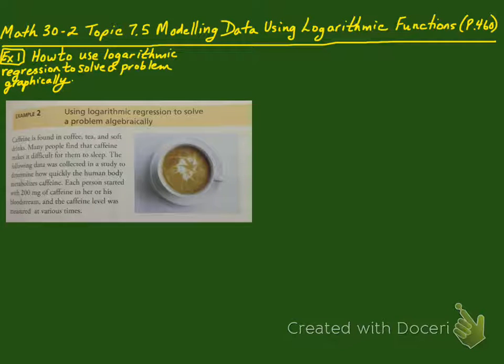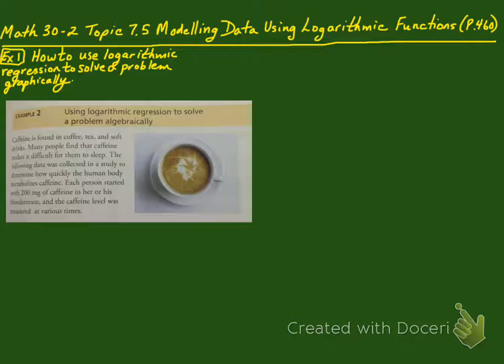Okay, in our last topic in Chapter 7, we're looking at Topic 7.5, Modeling Data Using Logarithmic Functions. This is about problem solving. This is on page 460. In Example 1, and we're only going to do one today, how to use logarithmic regression to solve a problem graphically. Well, in our first problem, and our only problem, caffeine is found in coffee, tea, and soft drinks.